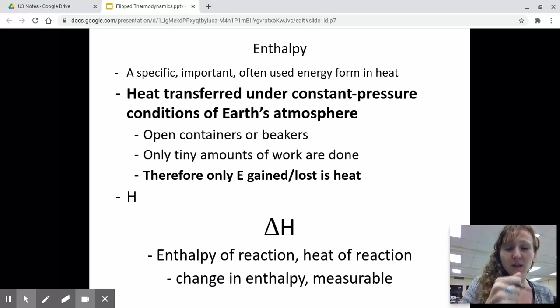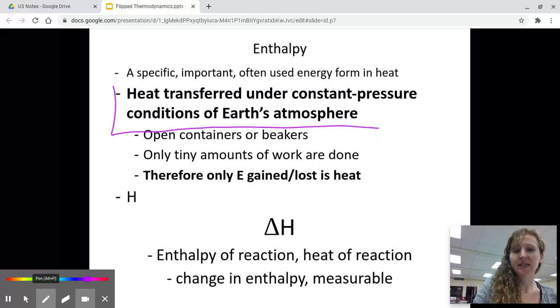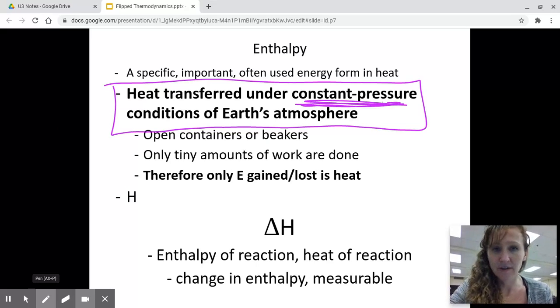Enthalpy is represented by an H. The variable for enthalpy is an H. It is a specific form of heat energy. So enthalpy is a form of energy, but it's a form of energy that looks at heat alone without looking at work. Here's the definition for enthalpy. It is heat transferred under constant pressure conditions of the Earth's atmosphere. So it's heat transferred when pressure remains constant.